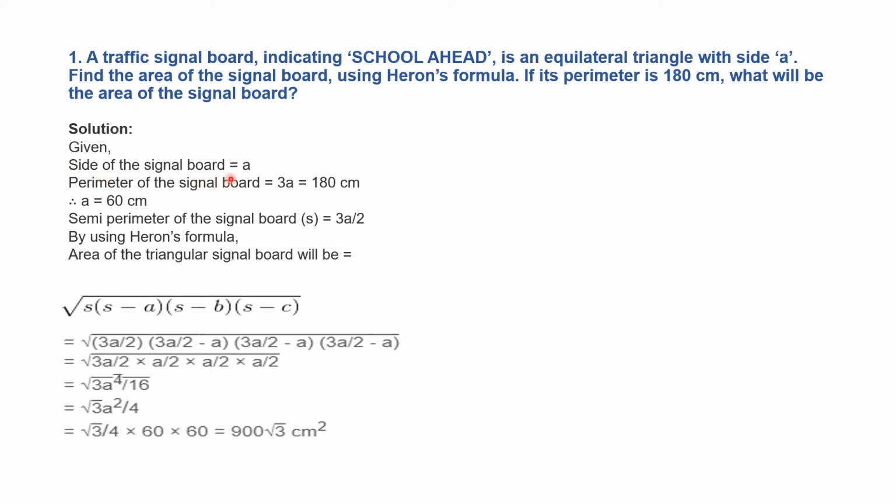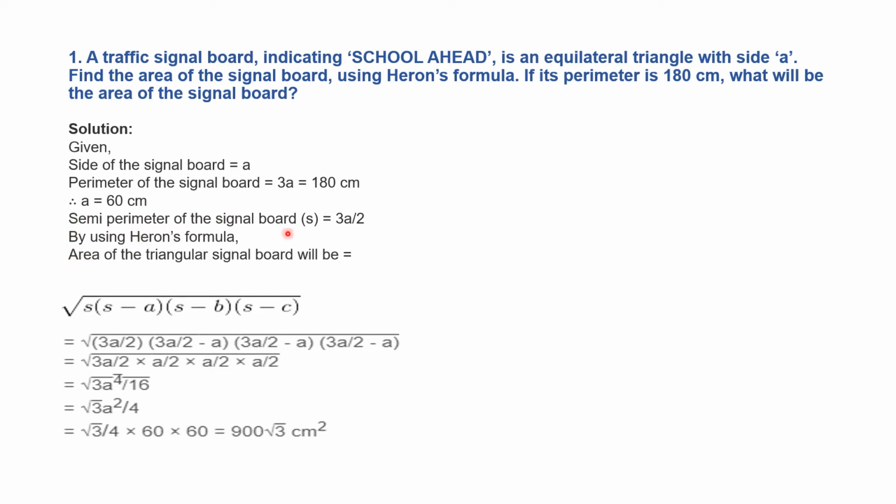Let the side of the signal board be a. So the perimeter will be 3a, because it is the sum of three sides, 3 into side, that is the perimeter of an equilateral triangle. It is given to us as 180. So a is 60. How? 180 divided by 3 gives 60. So here we find that the side is 60, and with this we can find the area of the signal board.